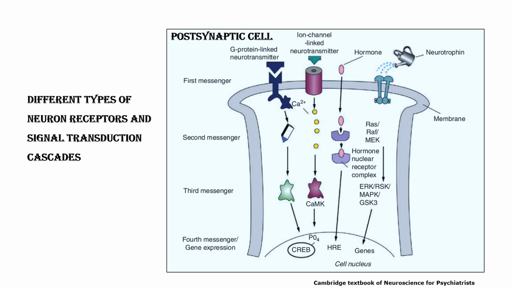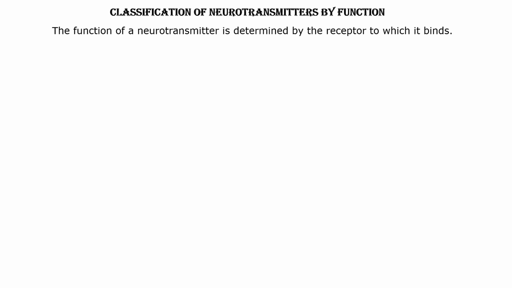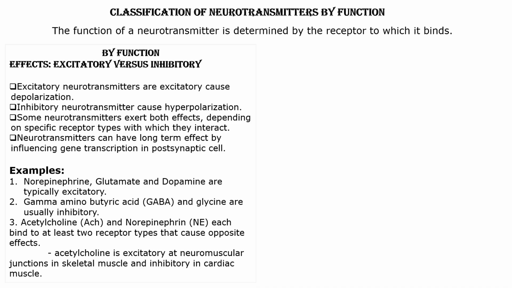Now, therefore, depending upon whether the neurotransmitter is inhibitory or excitatory, depending upon the chemical nature of the neurotransmitter and the receptor on which it binds, whether it is a G protein coupled receptor or a channel linked receptor, diverse kinds of activities can be initiated in the postsynaptic cell. Now, based on our discussion till now, we can also classify the neurotransmitter based on its function, that is, whether it is excitatory or inhibitory, or based on its speed of action.